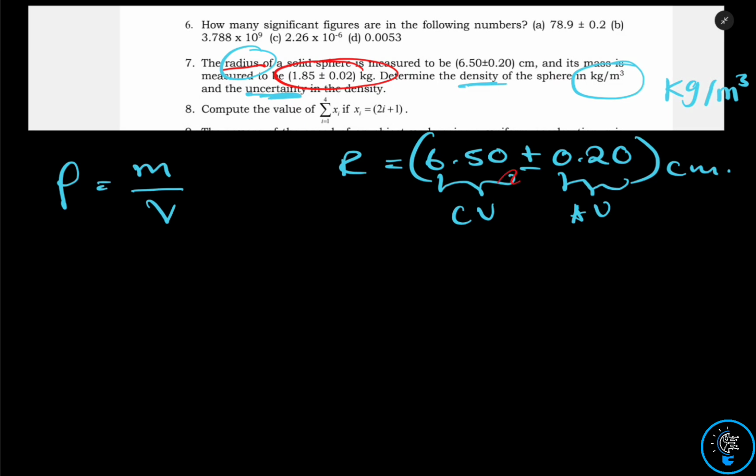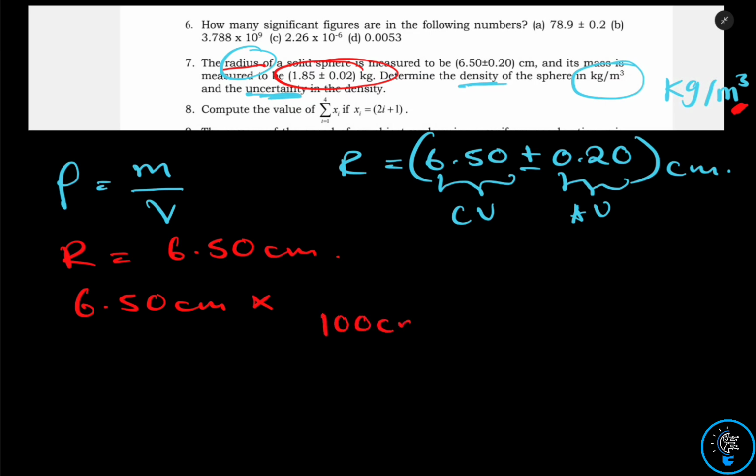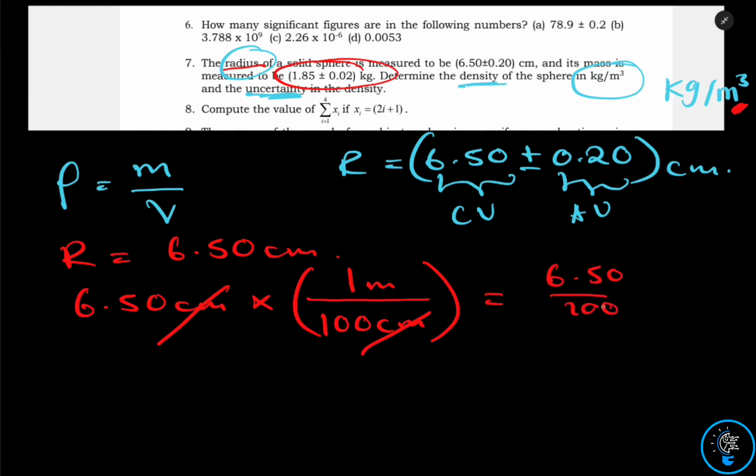take our central value. So let's get our central value. So we are saying radius is equal to 6.50 centimeters. Let's convert it into meters, since our density must have this kind of unit, which is per meter cubed. So we're saying 6.50 centimeters can be converted using this conversion factor: 100 centimeters is equal to 1 meter. So that the centimeter and centimeter will cancel, we are going to have 6.50 divided by 100.